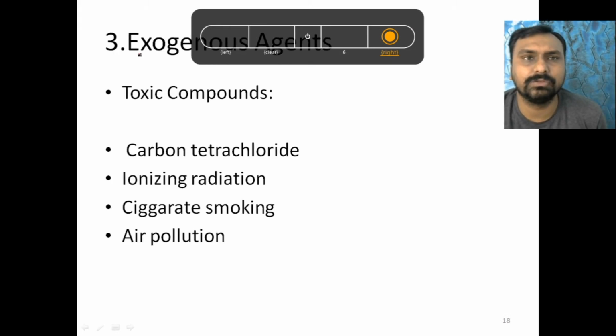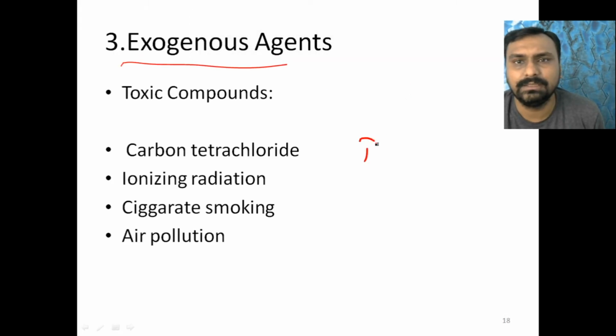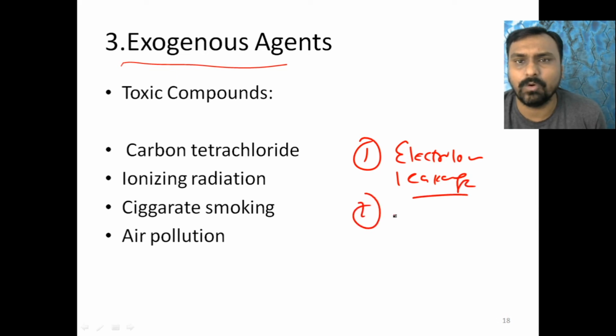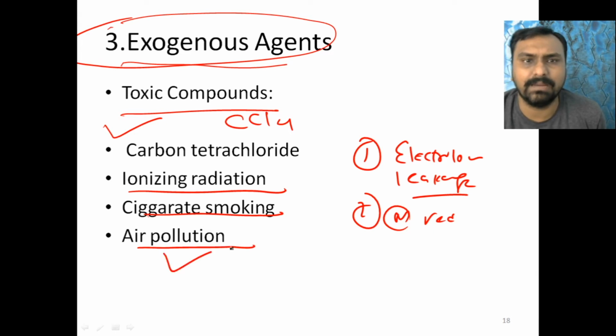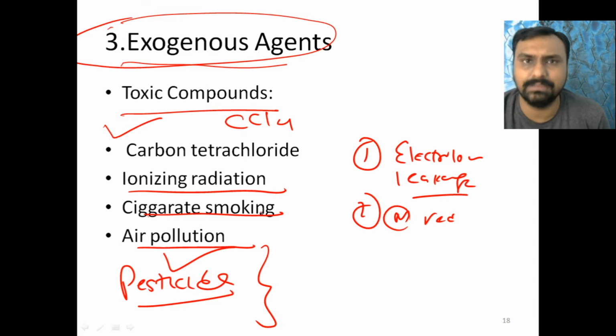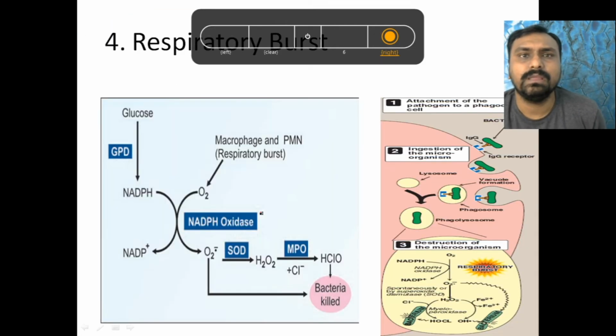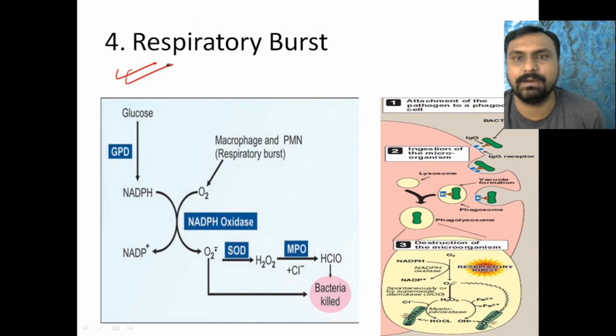Then third is exogenous agents. So far we have seen that electron leakage in the electron transport chain, or normal oxidation reduction reactions, produce free radicals. Those are all endogenous sources. Now what is the exogenous source? Toxic compounds like carbon tetrachloride, then ionizing radiation, smoking, ultraviolet rays, air pollution, and pesticides all produce free radicals and damage our cell membrane. And last and most important is respiratory burst.